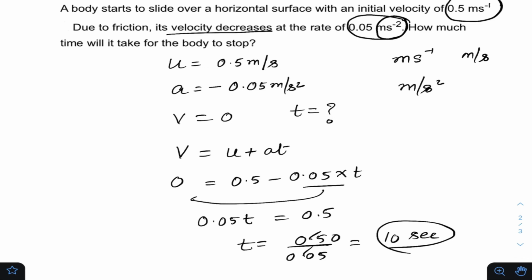Now in my next video we are going to do numericals of this chapter, and I'm expecting that the next video will be the last video for this chapter.